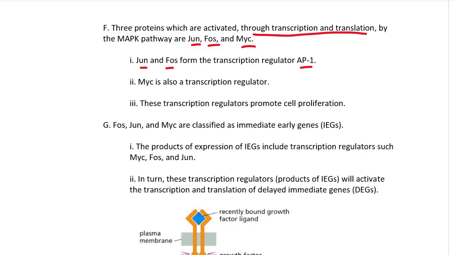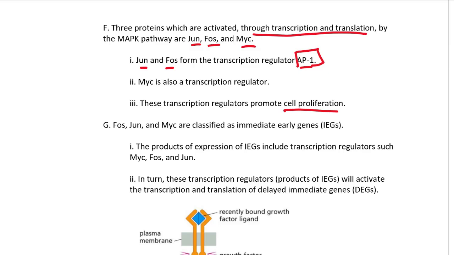Jun and FOS are transcription regulators, and they will dimerize to form the transcription regulatory protein, or transcription factor, AP1. MYC is also a transcription regulator. These transcription regulators promote cell proliferation.